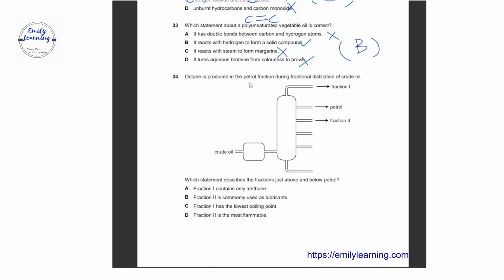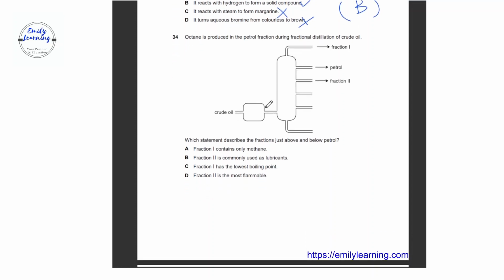34, octane is produced in the petrol fraction using fractional distillation of crude oil. So you have fraction 1, petrol, and fraction 2. These are the different fractions in the fractional distillation of crude oil. You just need to memorize them. Which statement describes the fraction just above and below petrol? A, the fraction above petrol contains only methane. No, it is always going to be a mixture, so it is not pure.